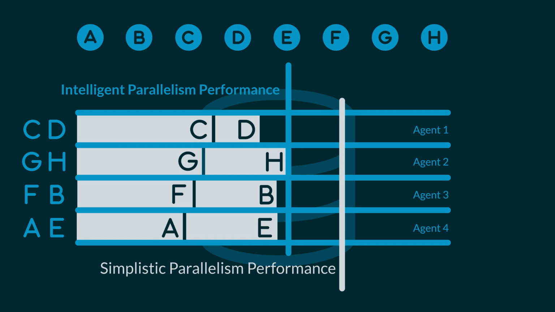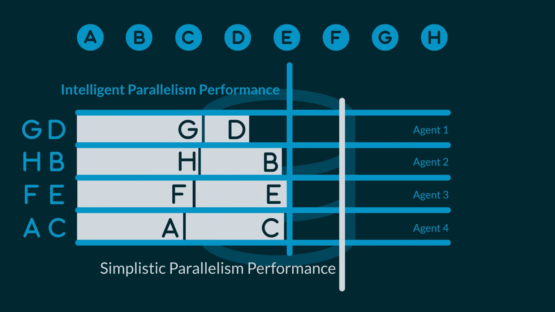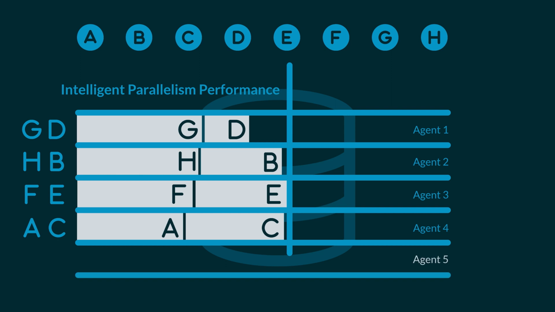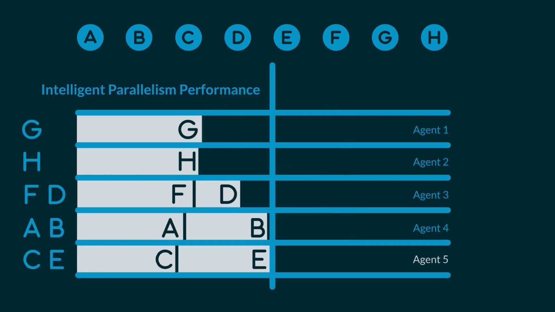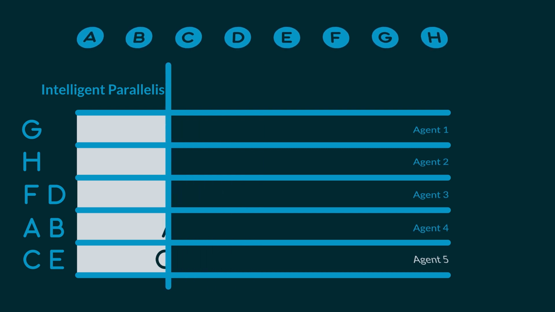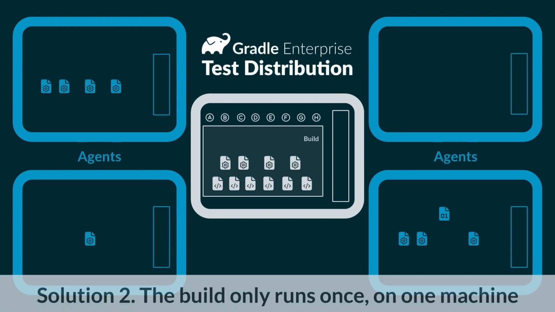Even better, the data test distribution uses is constantly updated. If the amount of time a test takes starts to grow or shrink, test distribution automatically responds to that. And while tests are running, if a new agent becomes available, test distribution automatically uses that agent to make things even faster. Unlike CI fanout, with test distribution, the code is only built once.